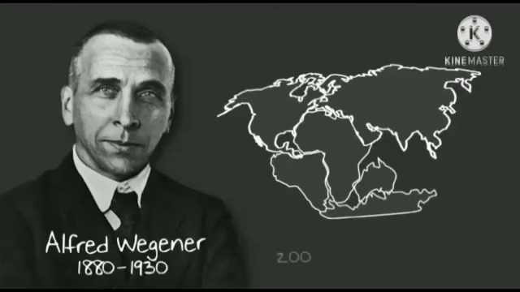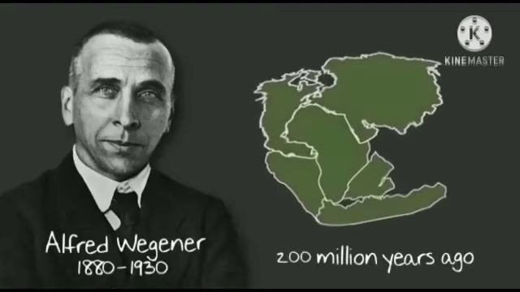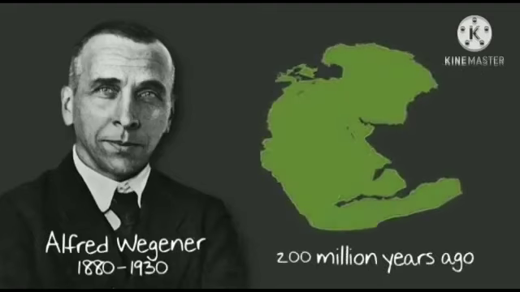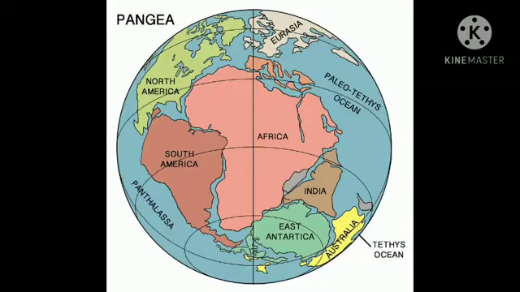He believed that around 200 million years ago, all the continents were joined together in one large supercontinent that he called Pangaea, which is Greek for all the earth. Pangaea was surrounded by a vast ocean called Panthalassa.